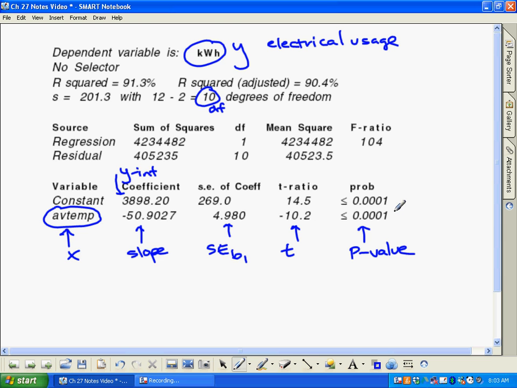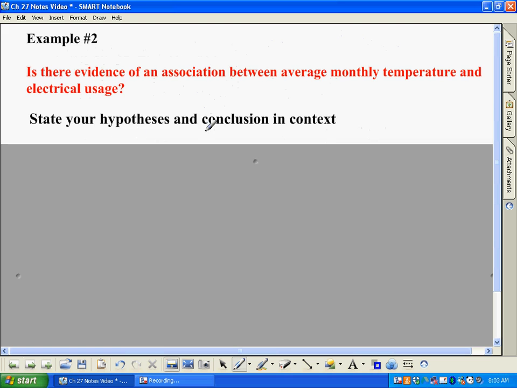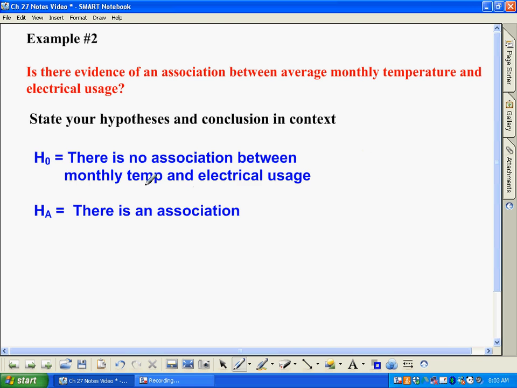So let's go ahead and answer our questions. First, is there evidence of an association between average monthly temperature, which was our x variable, and electrical usage, measured in kilowatt hours, which is our y? First you want to state your hypotheses, and then make a conclusion about the p-value that we already know from reading the output. The null hypothesis is that there's no association between the two variables, and the alternate is that there is. We would also write that as beta sub 1 equals 0, in other words the slope would be basically 0, and the alternate is that the slope is not equal to 0.